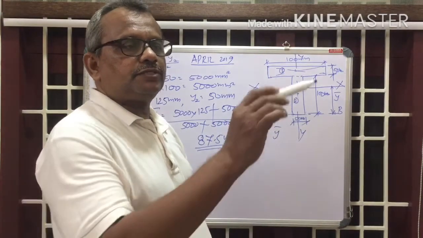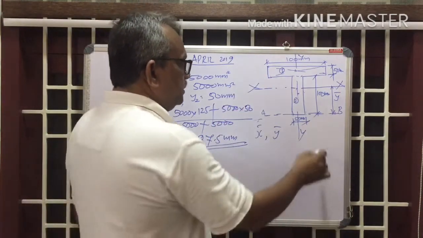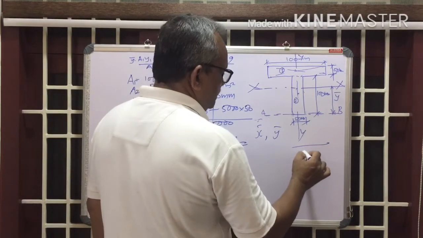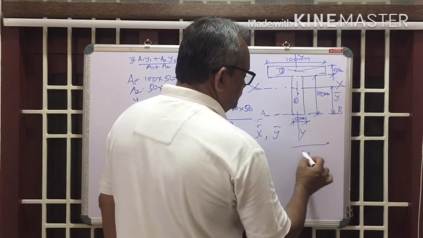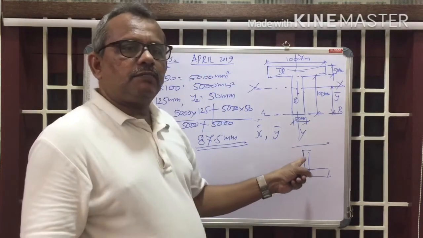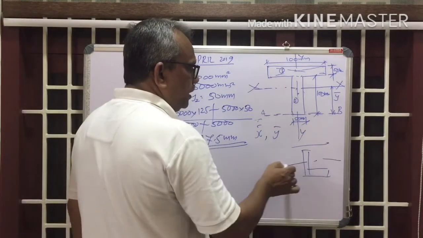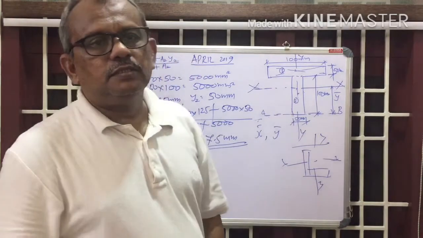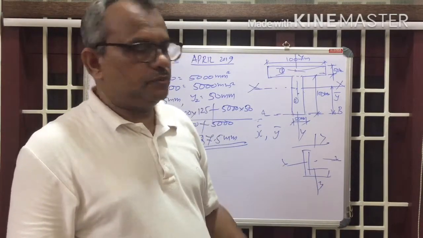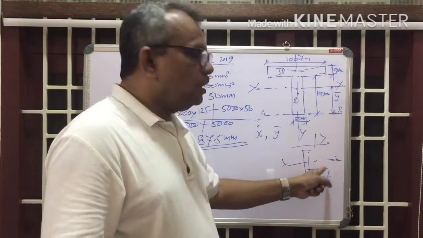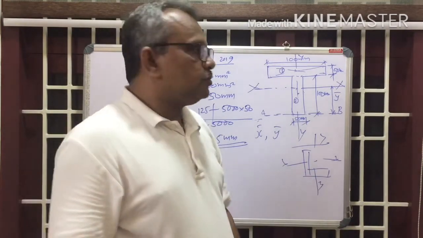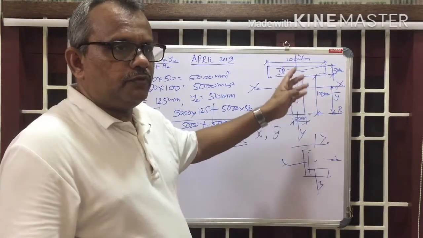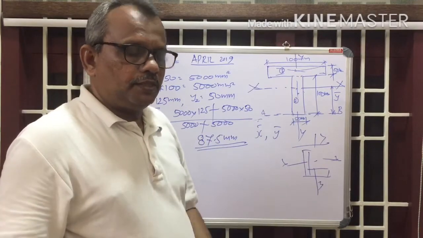For example, in the case of an L section, it is not symmetrical about XX or YY. So you have to locate both X bar and Y bar. Understood? Then only you can locate the CG of the whole figure. So this is the method to find out the center of gravity of a combined figure by dividing it into rectangles. Okay, I think it's clear.